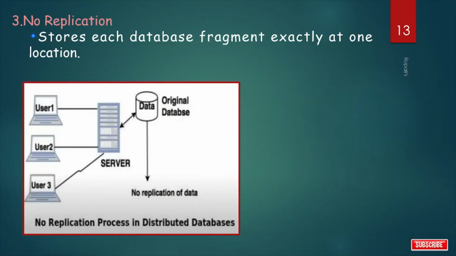And the last one is no replication. It means there is one data fragment, and only one copy of that data fragment is stored at one site. No other copy is stored at any other site. So that is called no replication. No replication stores each database fragment at exactly one location.